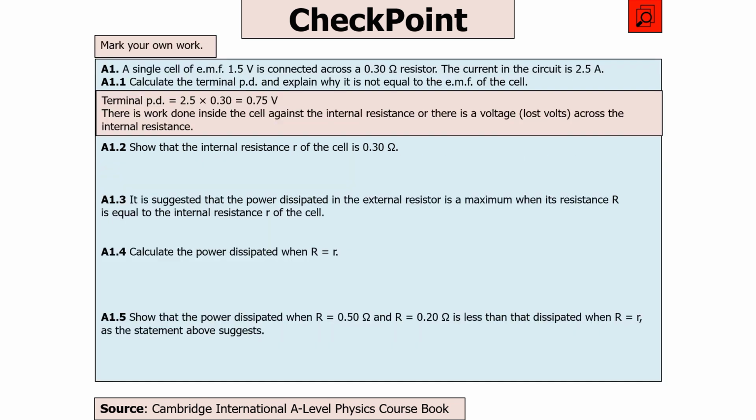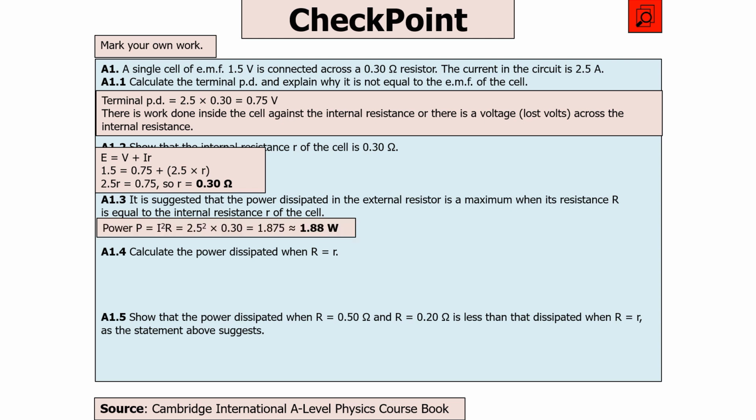Right, so be aware that terminal PD is going to be equal to I times the external resistance of the circuit. So in this case, it's 2.5 times 0.30, which is 0.75 volts, and the terminal PD is not equal to the EMF because for the terminal PD you've got to subtract the lost volts due to the internal resistance from the EMF. Now in this next one, we know E equals the terminal PD, I times big R, plus the internal resistance times small r, the lost volts. Pop in all the values, work it through, and we get small r equals 0.30 ohms.